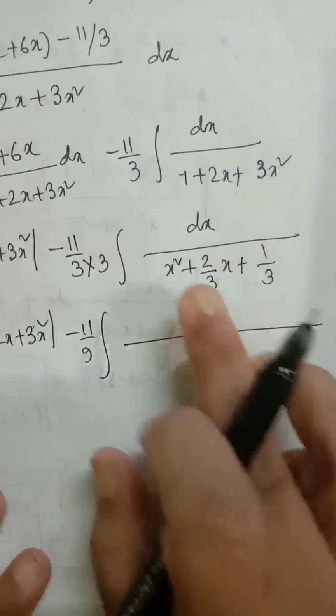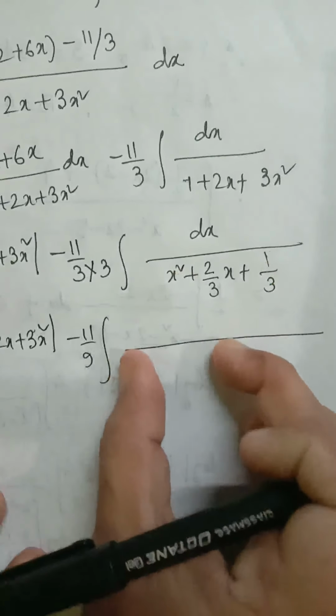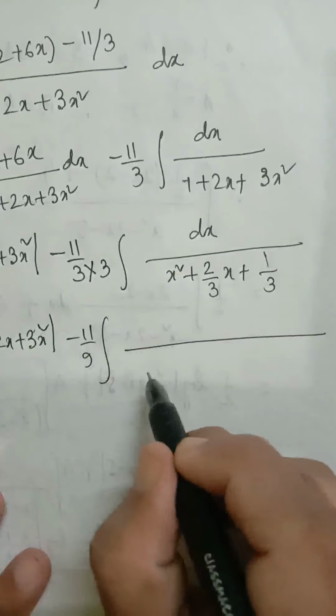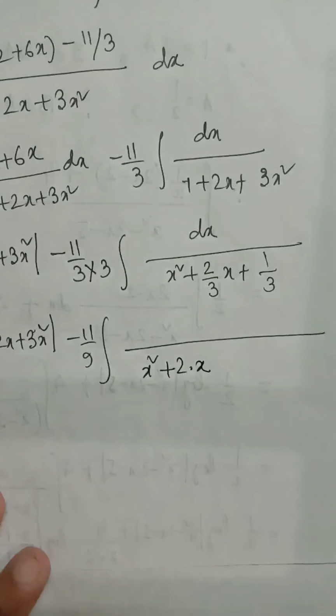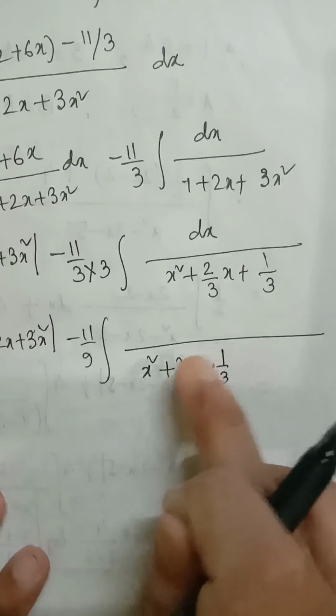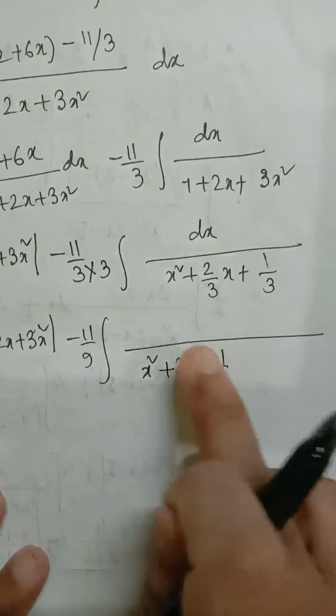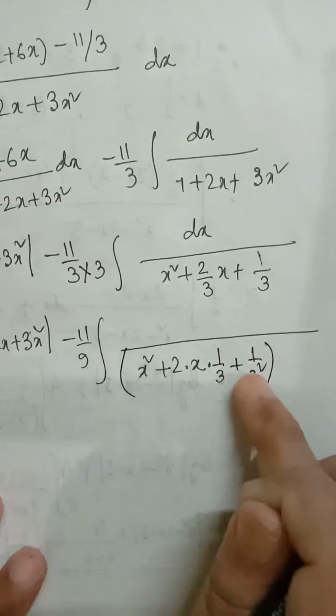Now we have to express this in the form of a whole square plus or minus something. So first of all, x square plus 2 into x into, now we have to get this term 2 by 3x. For that we have to multiply 1 by 3 with this. You can see 2x into 1, 2x by 3, which becomes this. Now this is of the form a square plus 2ab plus b square. Now it is a perfect square.